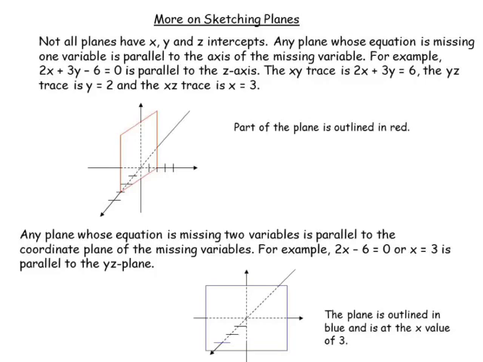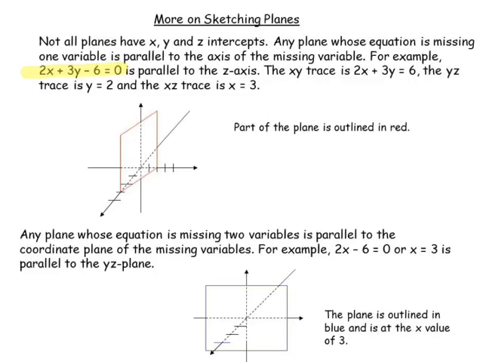In this case, we have 2x plus 3y minus 6 equals 0. Anytime we have one variable missing, our plane is going to be parallel to the axis of the missing variable. Keep in mind an axis is a line and we're talking about a plane. So the plane is parallel to the axis of the missing variable. In this case, we have 2x plus 3y minus 6 equals 0. We are missing a z, so this particular plane is parallel to the z-axis.